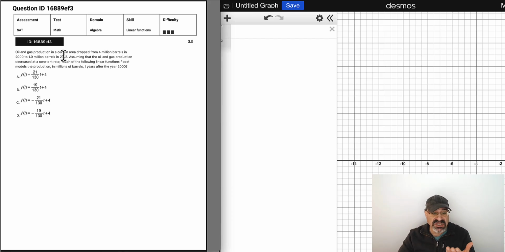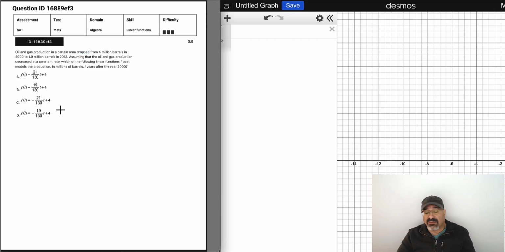Okay, since we know it's a descending line, right away we can get rid of answer choices A and B. Those are both positively sloped lines. They have a positive slope, either 21 1/30 or 19 1/30, and a positive y-intercept, but this is declining oil and gas production. So it's going to need a negative slope.